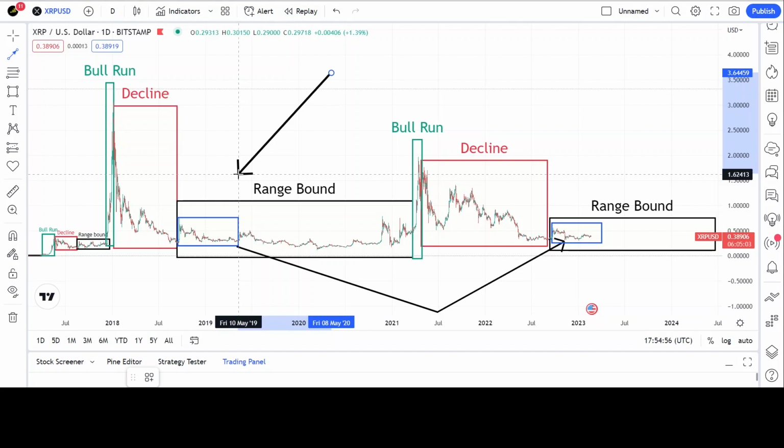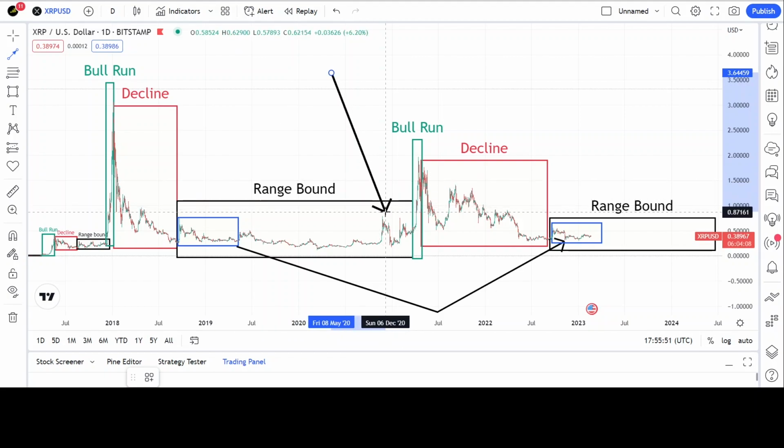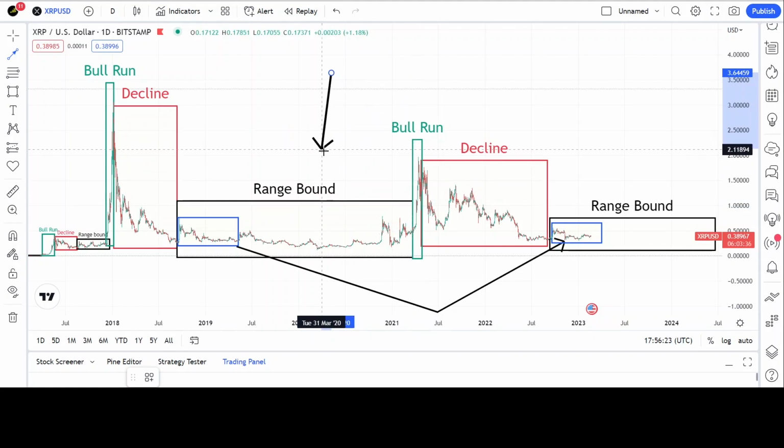there has never, ever been a case where this macro structure has deviated or changed its course. Even the SEC lawsuit, which took place here, did not change the macro structure of the chart. It still remained in the sideways range-bound time. It did not move XRP into a bull run, nor did it move it into a decline. It stayed its course. So even this lawsuit, and this is not a popular thing, and it's a terrible thing to say to grow my channel, even this lawsuit is less important, less powerful than this overall macro structure.